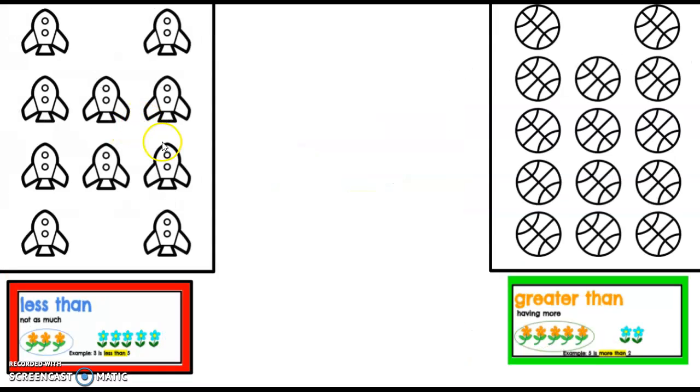Ooh, now we have rocket ships and basketballs. So let's count how many rocket ships we have. Ready? 1, 2, 3, 4, 5, 6, 7, 8, 9, 10. So we have 10 rocket ships. Let's count how many basketballs we have. 1, 2, 3, 4. Make sure you're counting. 5, 6, 7, 8, 9, 10, 11, 12, 13, 14. All right, so we have 10 rocket ships and we have 14 basketballs.